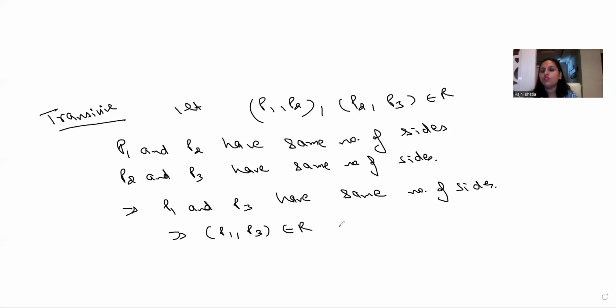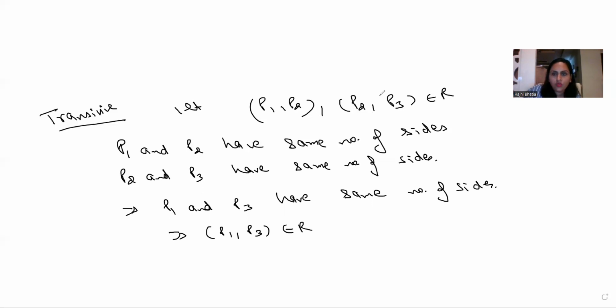P1, P2 and P2, P3 belong to R. So P1 and P2 have the same number of sides, P2 and P3 have the same number of sides. This implies P1 and P3 have the same number of sides. Therefore, P1, P3 belongs to R, and therefore the relation is transitive.